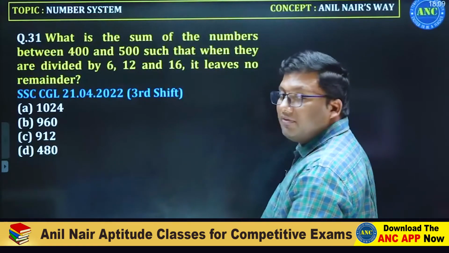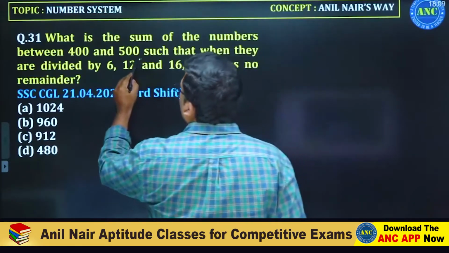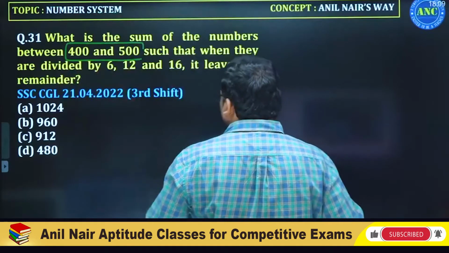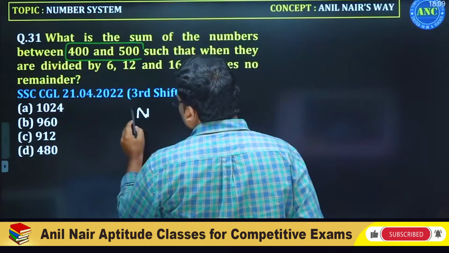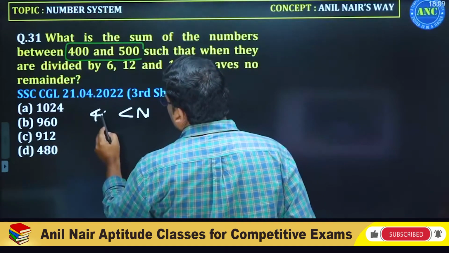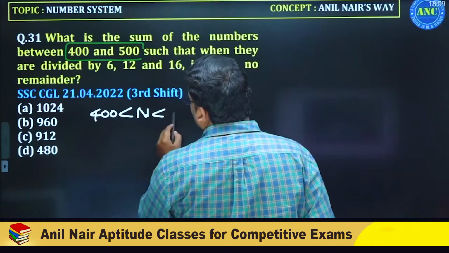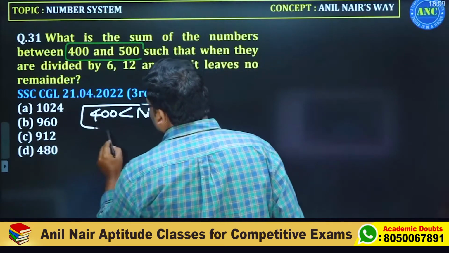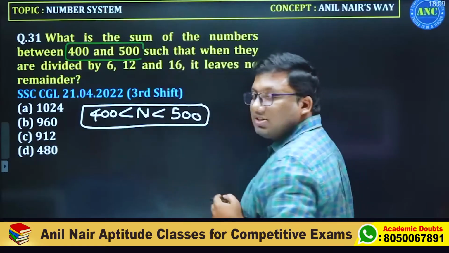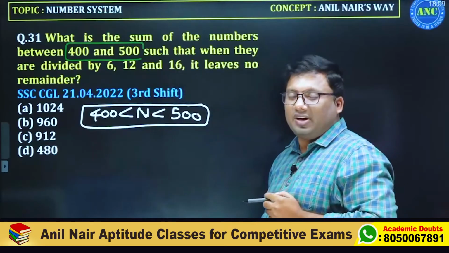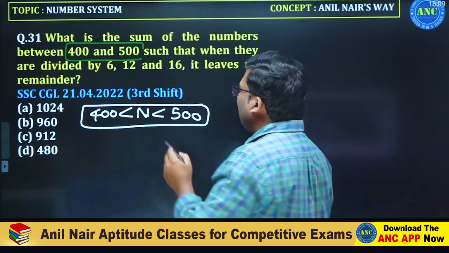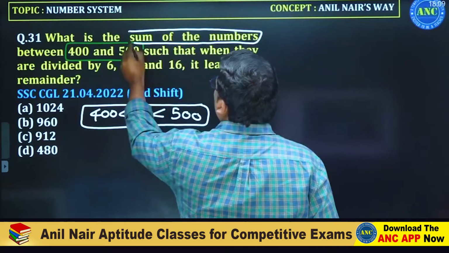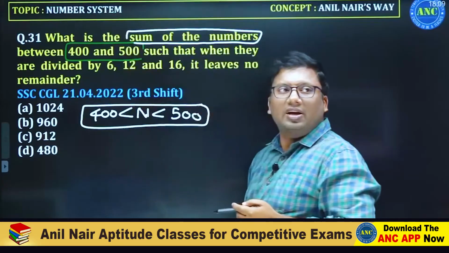What is the sum of the numbers between 400 and 500? I need the sum of all the numbers, and the number should be greater than 400 and less than 500. First we will find out the values, then we will add all those values.